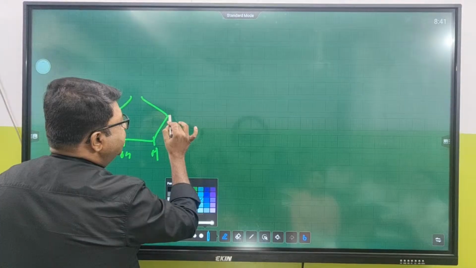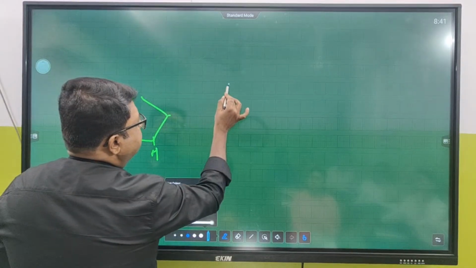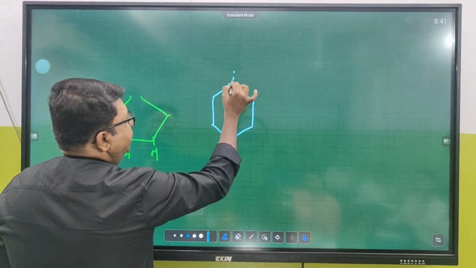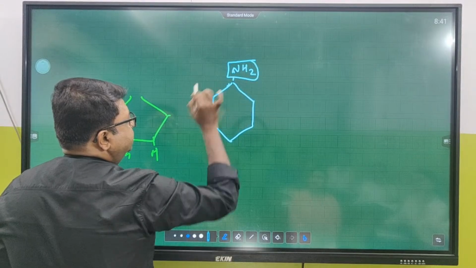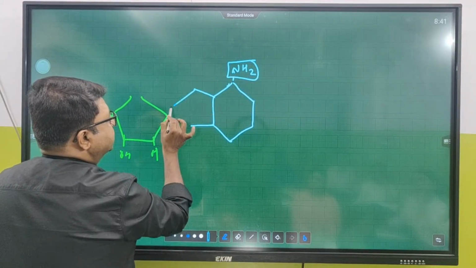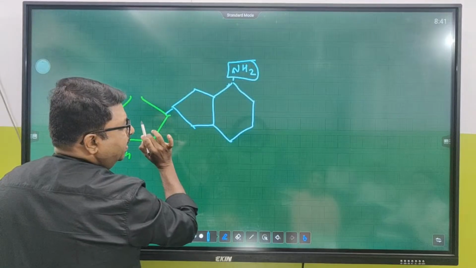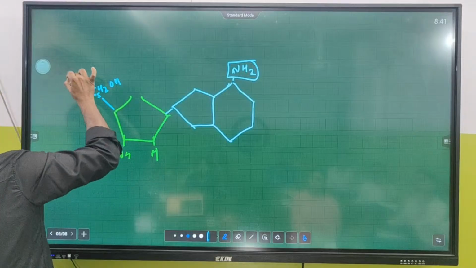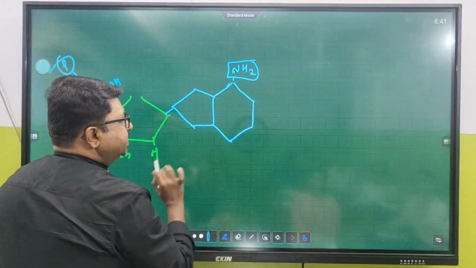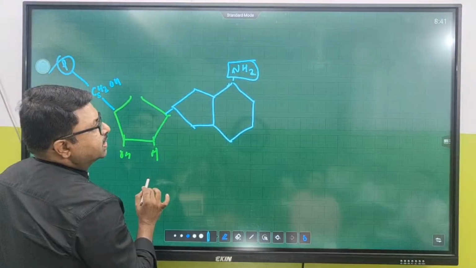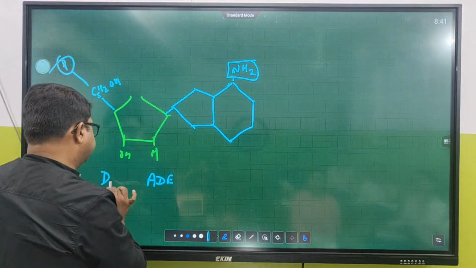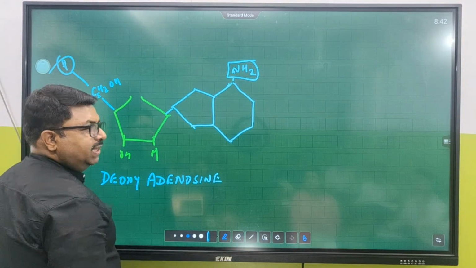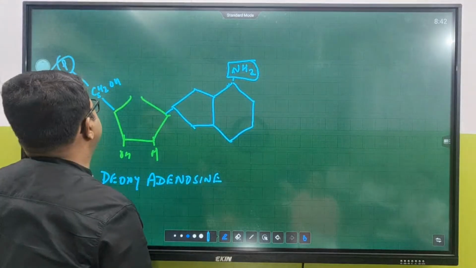In adenine, what is present? Do you remember the structure of adenine? It has an amino group over here. This was the structure. Imidazole group. This is the bond. This is the amino group, and this is CH2OH, the fifth carbon, and this is phosphate. This is what? Deoxyadenosine. If you remove this phosphate, this becomes deoxyadenosine.